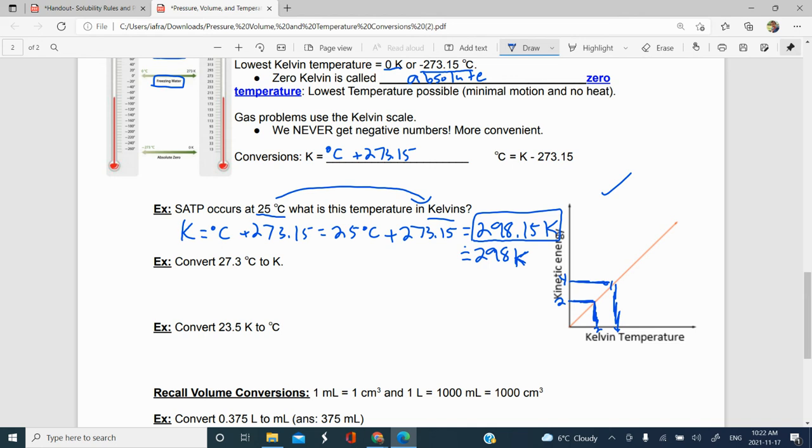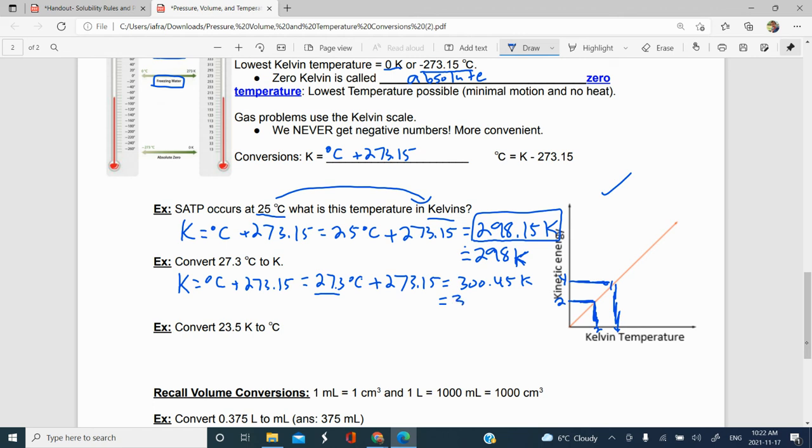So now we'll try this next one here. You can pause the video and try it yourself. We have 27.3 degrees Celsius, and we want to convert it to Kelvin. Same idea. We know Kelvin is equal to degrees Celsius plus 273.15. So that's going to be 27.3 degrees Celsius plus 273.15. 27.3 plus 273.15 gives 300.45 Kelvin. We're going to keep one decimal place since that's the smallest number of decimal places there.